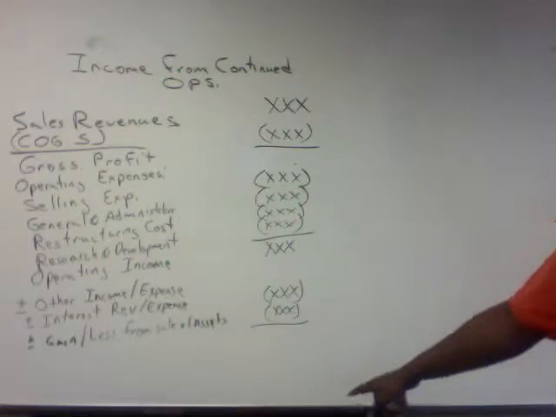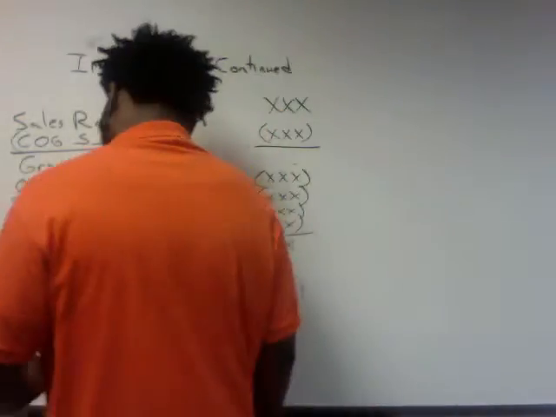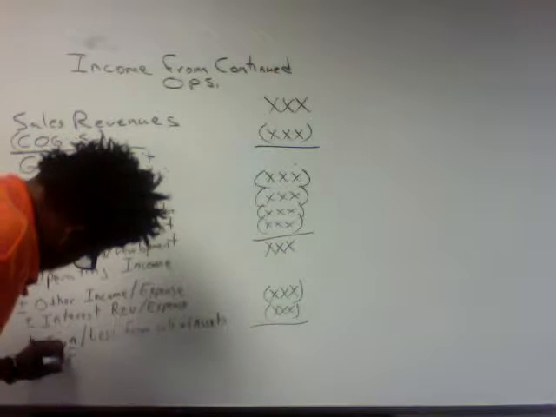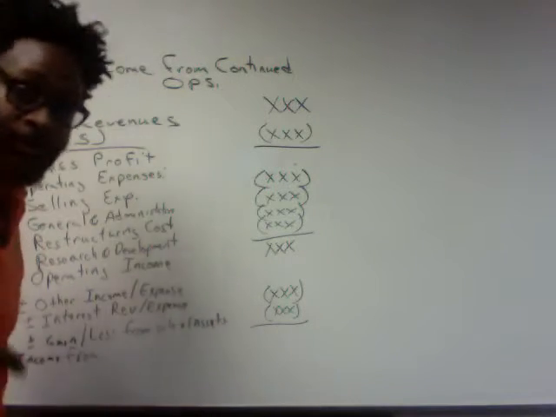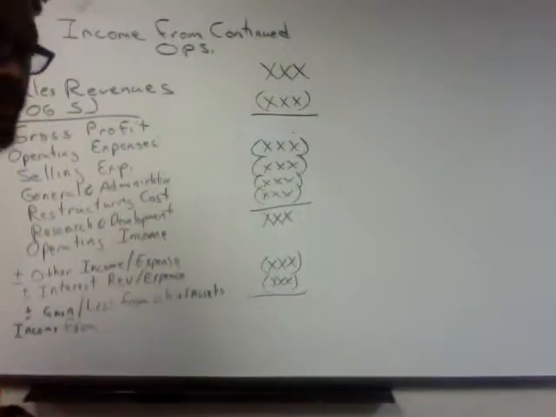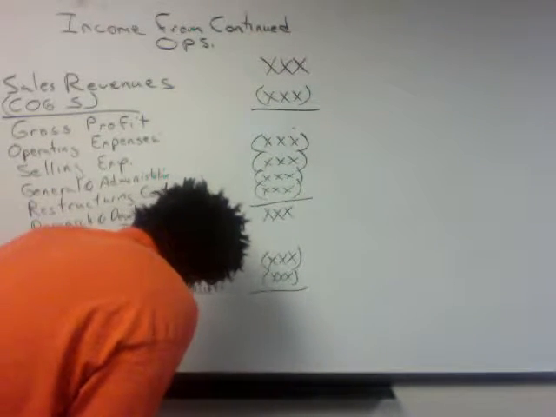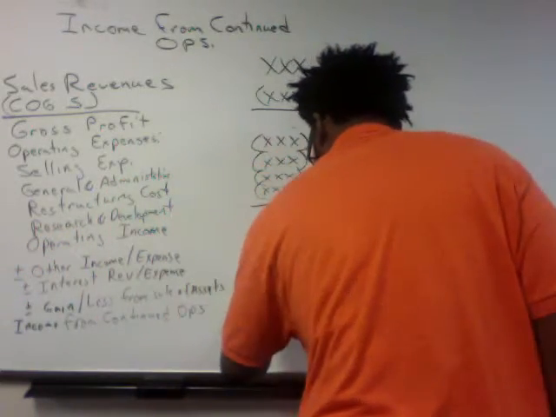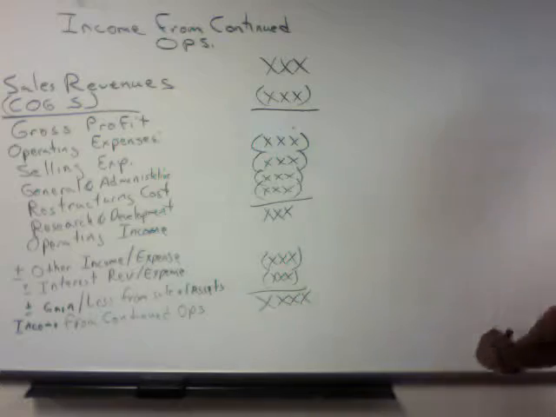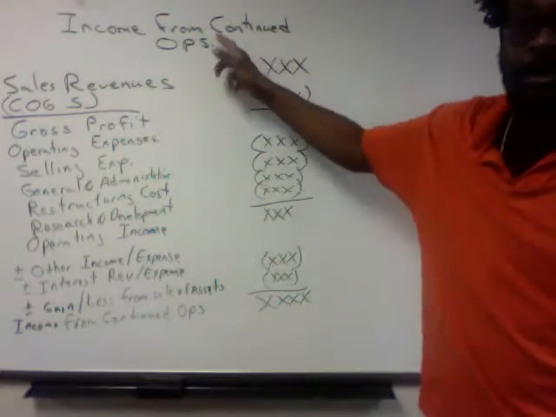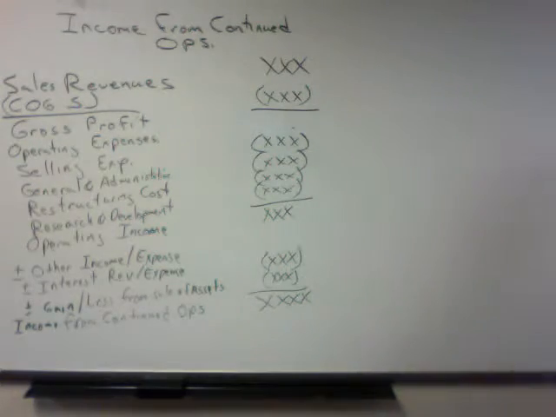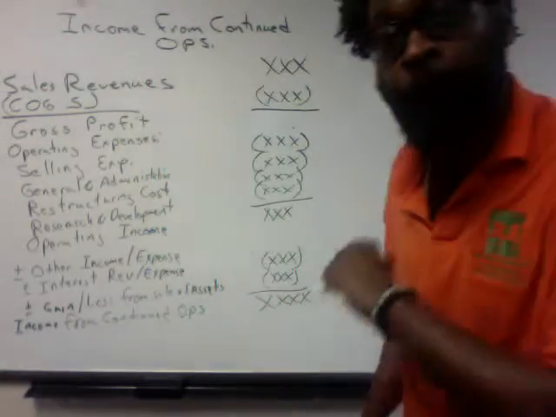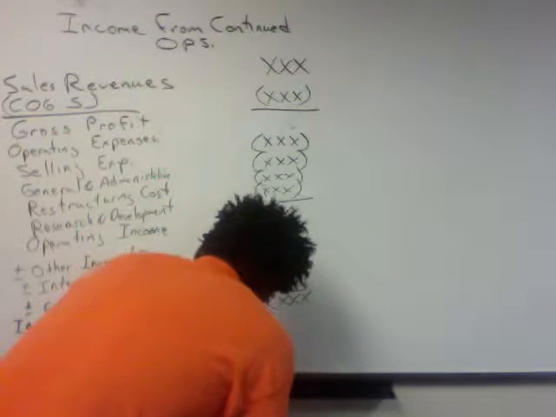And once you net those, then you will get income from continued ops. All right, so this is going to be your number that you're working with to tie into what you're bringing forward in the next step of your income statement. You're going to get an income from continued ops, but this is before taxes. This is before taxes.